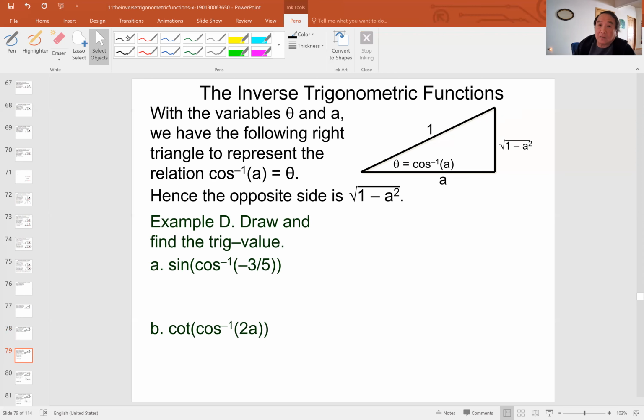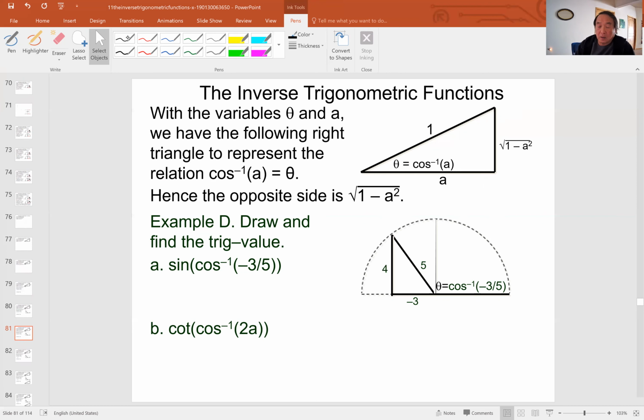So for example, what's sine of cosine inverse of -3/5? I can view it as this triangle here, and then the third side must be 4. This must be the angle theta, since inverse trig is always an angle. Then sine of theta I can just read off: sine of theta is opposite over hypotenuse, 4/5.